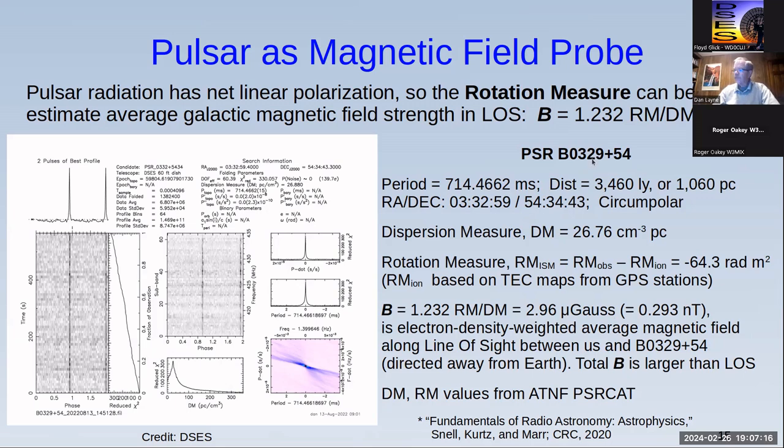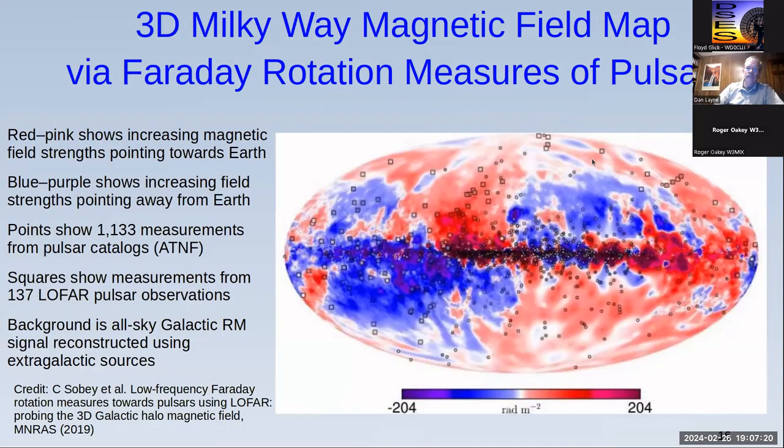Well, what if you took all the pulsars and did that? That's what these folks did here. This map is a magnetic field map of the Milky Way using pulsar data. The red-pink regions show increasing magnetic field strength pointing towards the Earth. Again, they would have been using the circular polarization on those. The blue-purple shows increasing field strength pointing away from Earth. There are points and squares here.